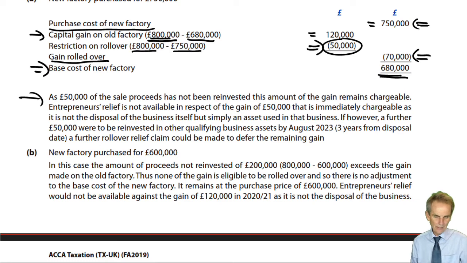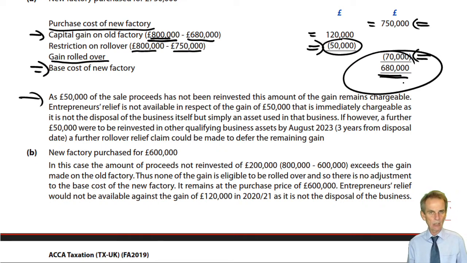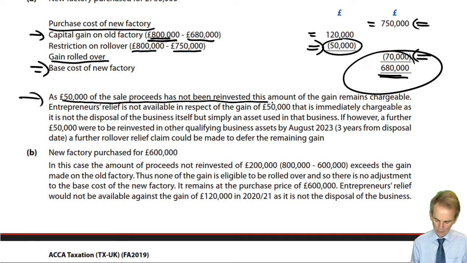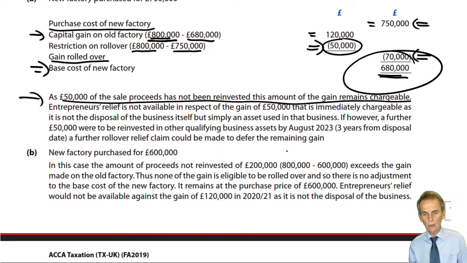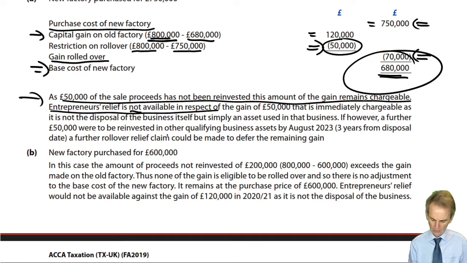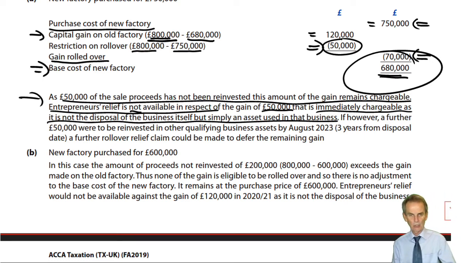So just to fill you in on what this narrative bit says, none of which was required to answer this question. That's the figure 680 that you needed to know to answer this question. But as 50,000 of the proceeds has not been reinvested, this amount of the gain remains chargeable. Now we know that we haven't sold the business, merely an asset used within that business, so Entrepreneur's Relief is not available in respect of the gain of 50,000 that is now immediately chargeable, as it is not the disposal of the business itself, but simply an asset used in that business.